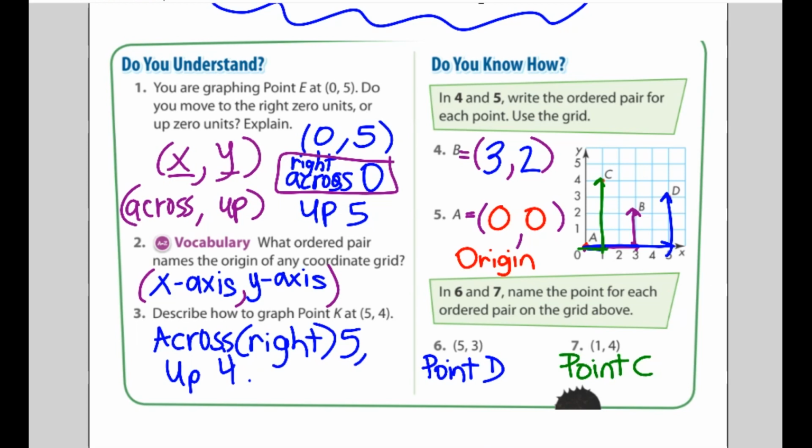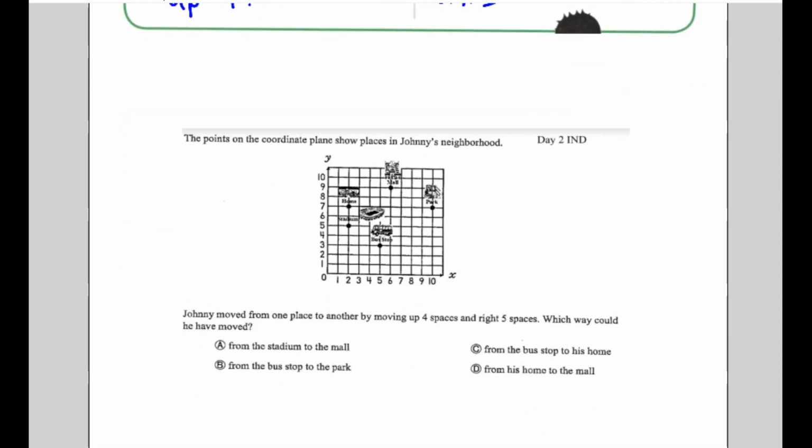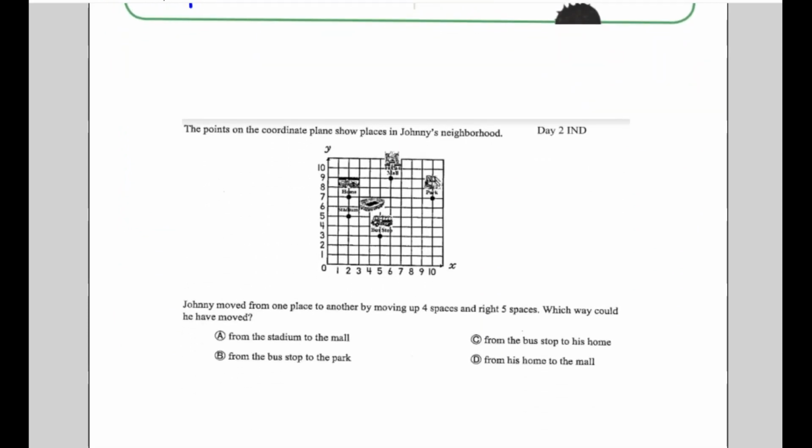All right. Super. So that's how we do this. Before you get on to the rest of your questions in your textbook, I want us to look at some questions that we will see on tests. So this question, of course, I don't expect you to write this down, or the grid at least, but I do expect you to write down the questions, like the words to it. So it says the points on the coordinate plane show places in Johnny's neighborhood. Johnny moved from one place to another by moving up 4 spaces and right 5 spaces. Which way could he have moved?